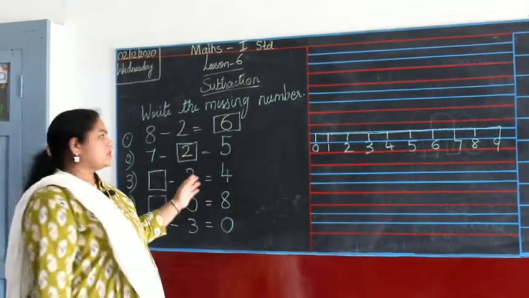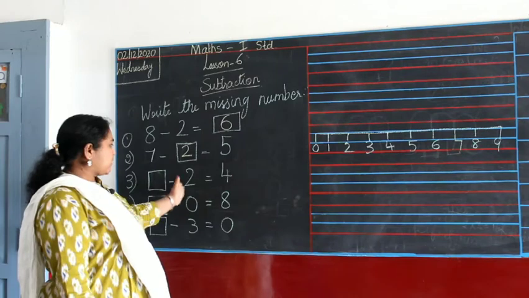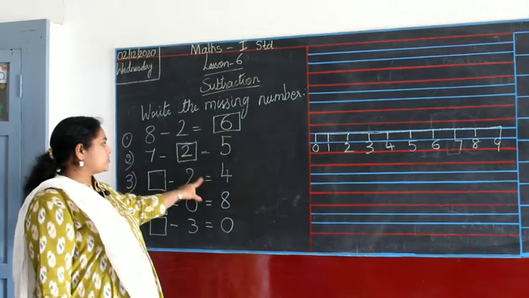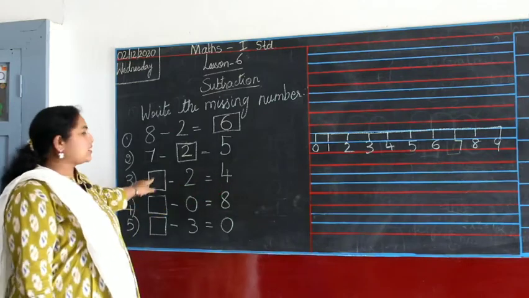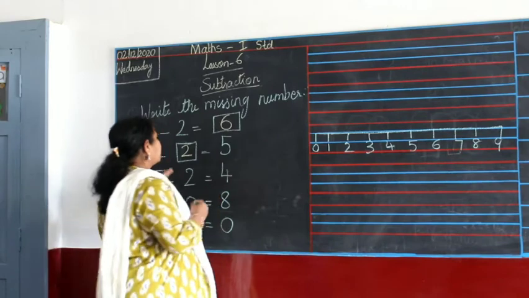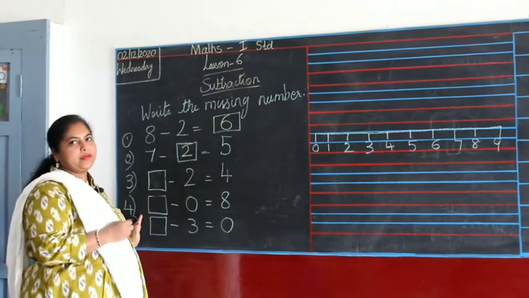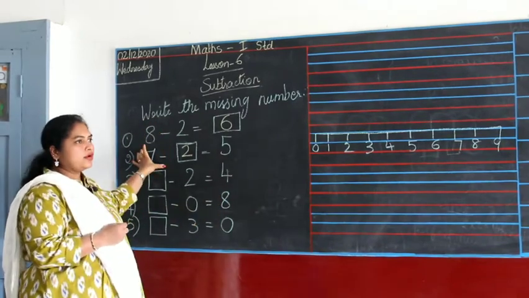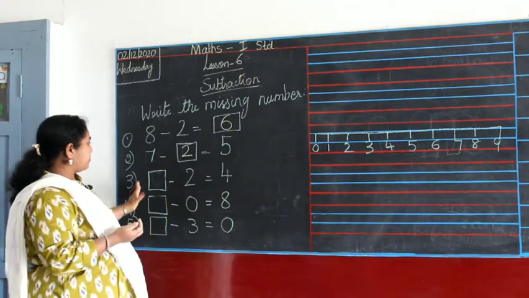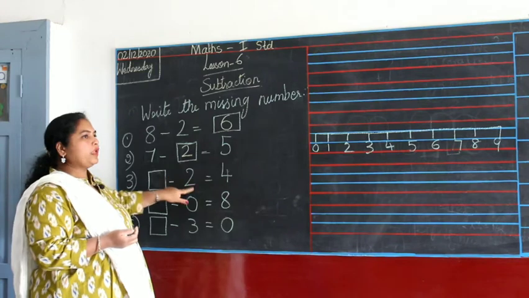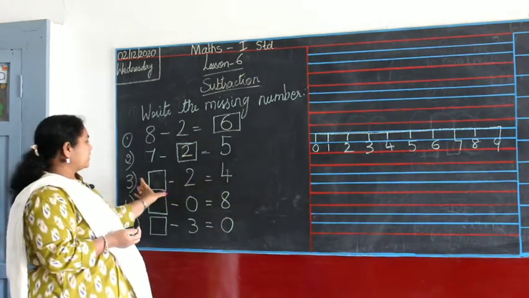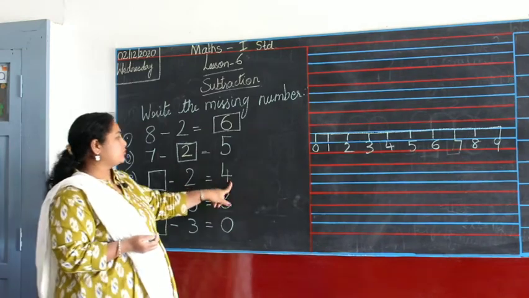So our next question is dash minus 2 is 4, right? So dash minus 2 is 4, then the first number is always the bigger number. Okay, so in a subtraction, the first number should always be big. It cannot be small. In addition, it can be any number you can add together. In subtraction, it should be big. So this number should be bigger than 2, only then you will get 4. So a big number minus 2 is equal to 4.